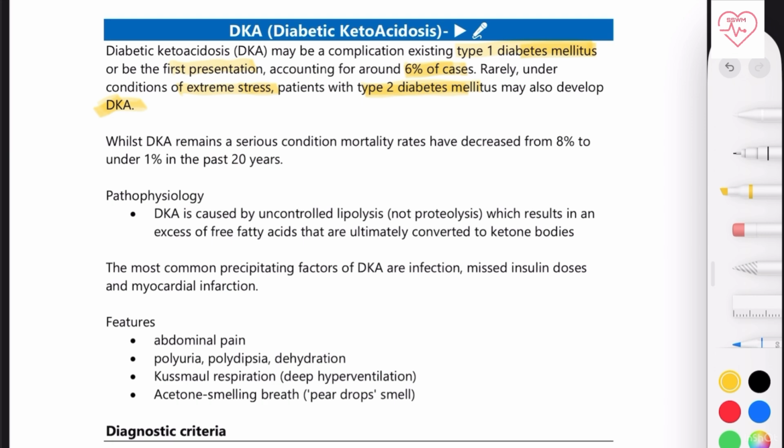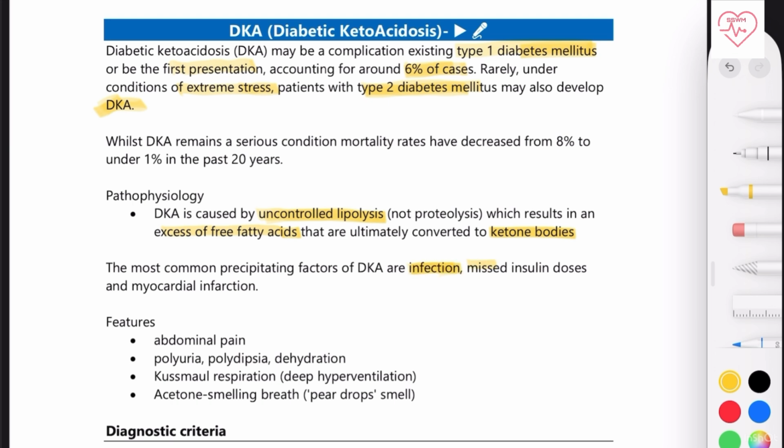Now we'll be discussing the pathophysiology. So what is the pathophysiology of this? This is caused by uncontrolled lipolysis, not proteolysis. You have to remember such points, okay? Which results in an excess of free fatty acids that are ultimately converted to ketone bodies. So what happens? That is by uncontrolled lipolysis. Repeat with me, okay? Which results in excess of free fatty acids, and that will be converted to the ketone bodies.